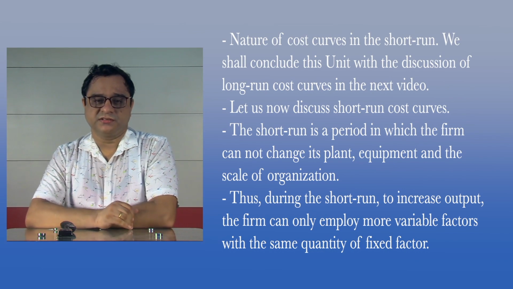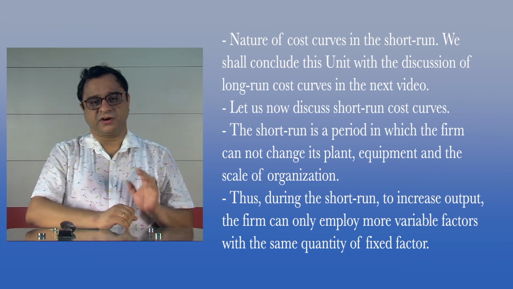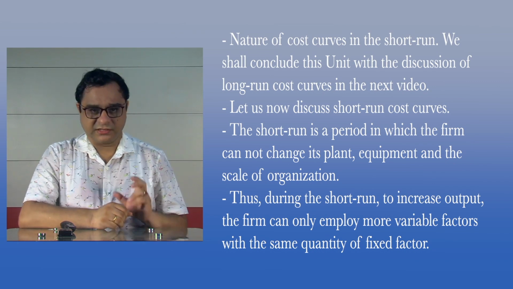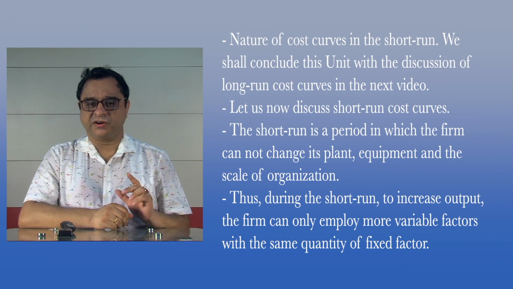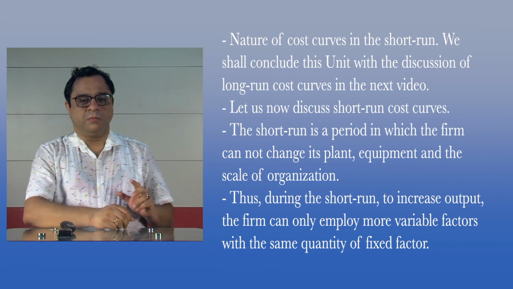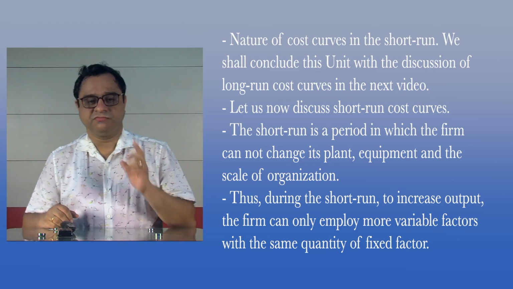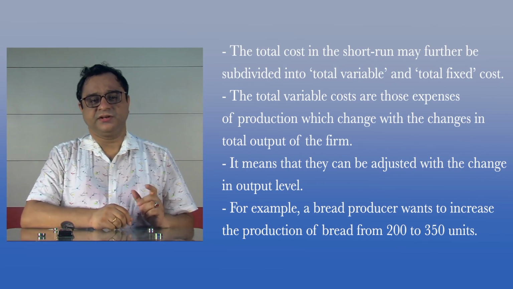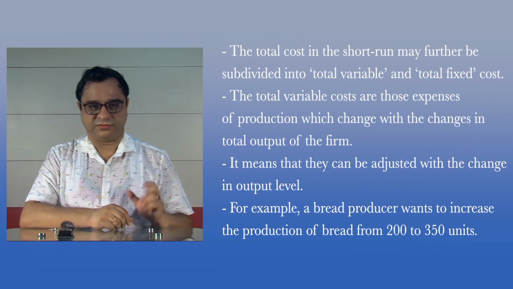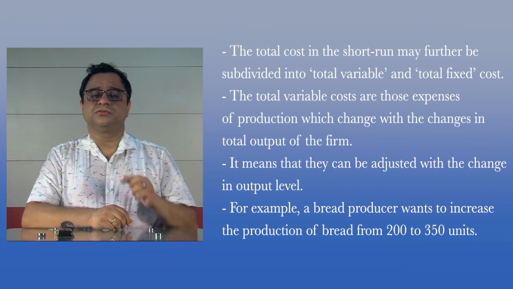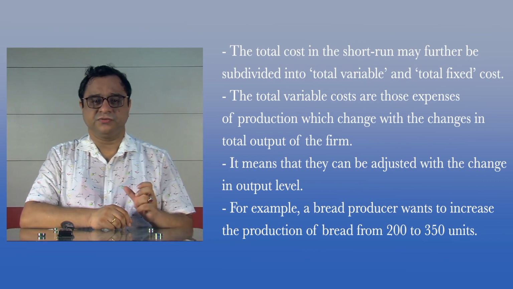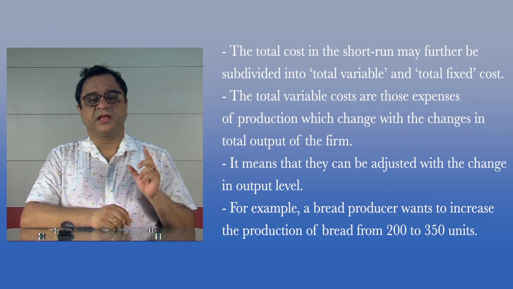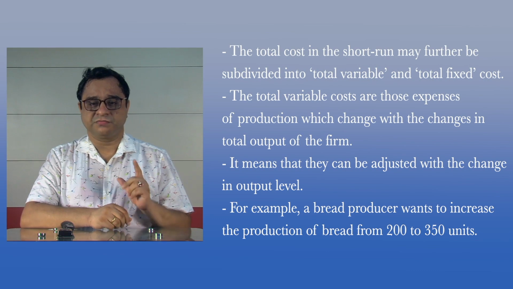As we have already discussed, the short run is a period in which the firm cannot change its plan, equipment and the scale of organization. Thus, during the short run, to increase output, the firm can only employ more variable factors with the same quantity of fixed factor. The total cost in the short run may further be divided into total variable and total fixed cost. The total variable costs are those expenses of production which change with the changes in total output of the firm. It means that they can be adjusted with the changes in output level.